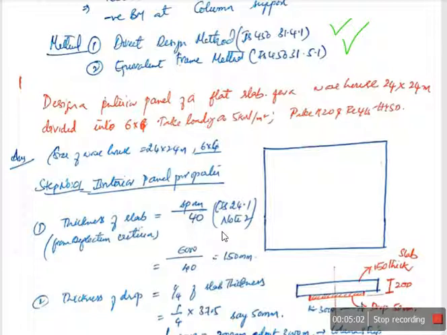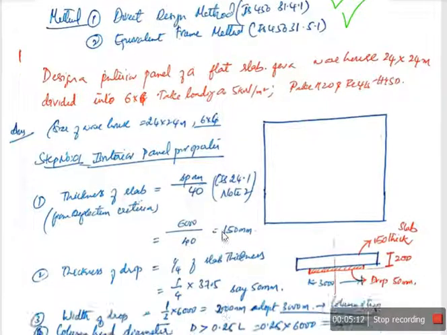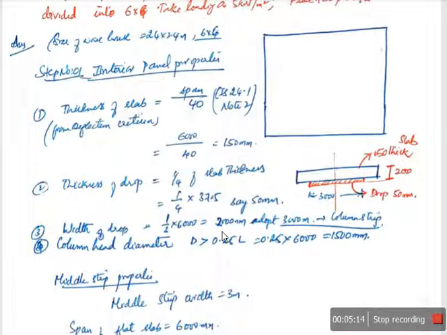From clause 24 of IS 456, the thickness of the slab is span divided by 40, which comes to 150 mm. Then the thickness of the drop you can assume as one fourth of the slab thickness, which comes to around 50 mm of extra thickness of slab where the column comes. The width of the drop you can take as one third of the span length, so 6000 divided by 3 is about 2000. Then we calculate the column head diameter.